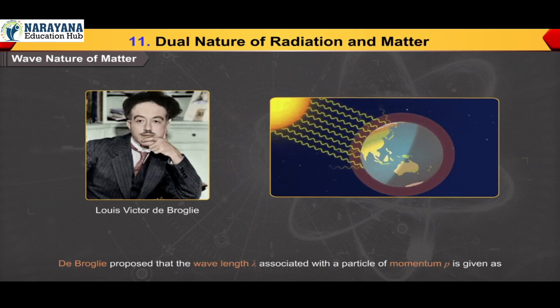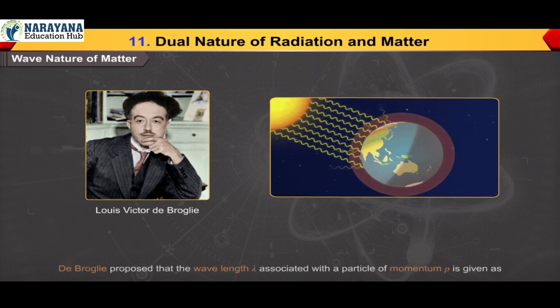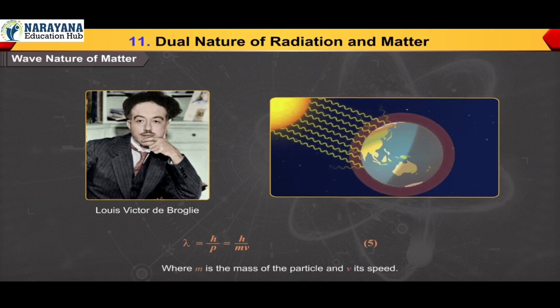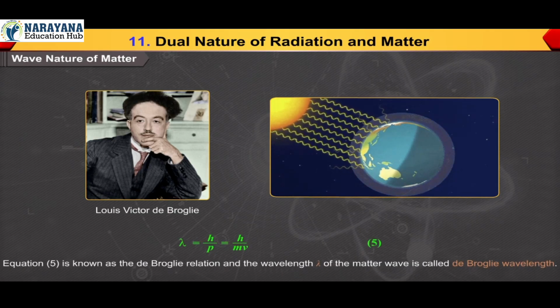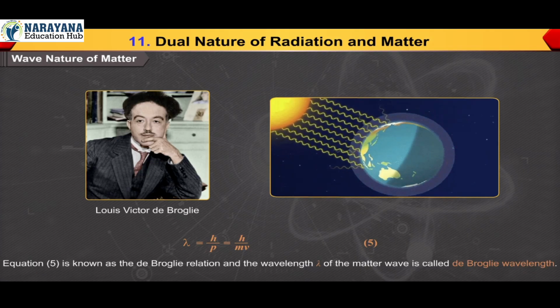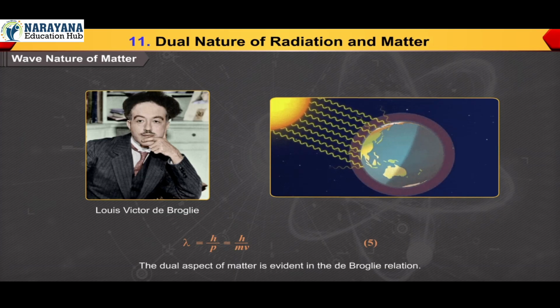De Broglie proposed that the wavelength lambda associated with a particle of momentum p is given as lambda = h/p = h/mv, equation 5, where m is the mass of the particle and v its speed. Equation 5 is known as the de Broglie relation, and the wavelength lambda of the matter wave is called the de Broglie wavelength. The dual aspect of matter is evident in the de Broglie relation.